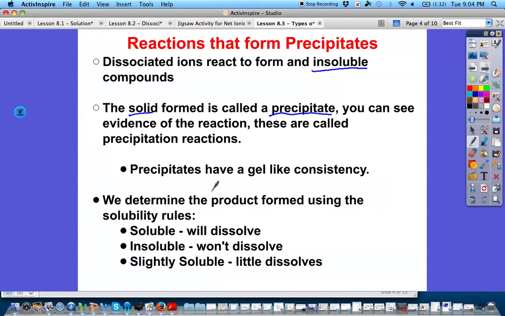We determine the product formed using the solubility rules. Soluble will dissolve, so that's going to be labeled aqueous. Insoluble will not dissolve, so that would be a solid. And then we can also occasionally have a slightly soluble where a little of it would dissolve.